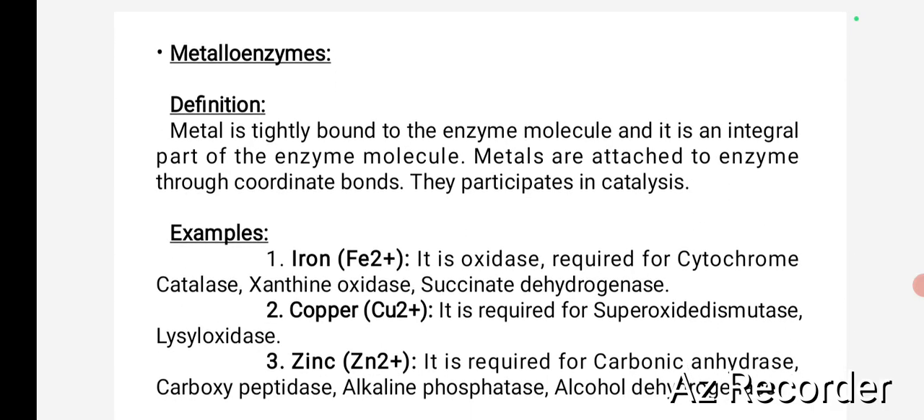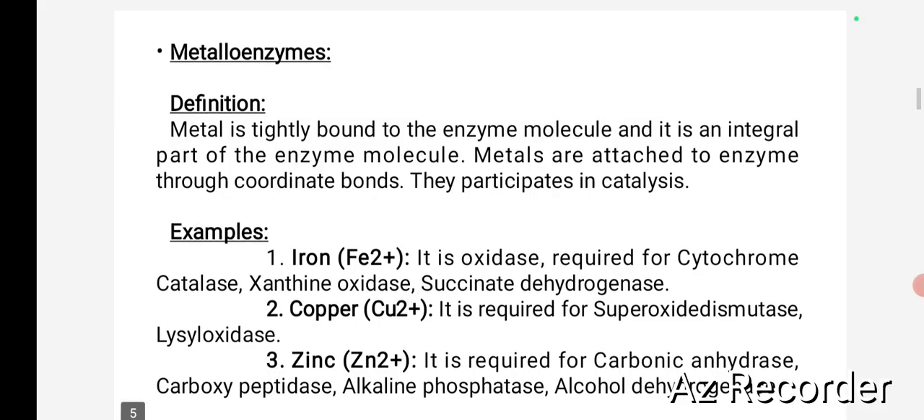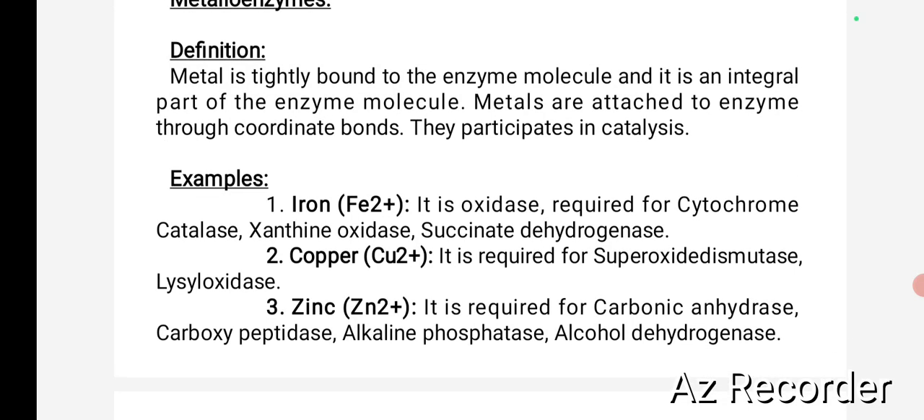Metalloenzymes, definition: the metal is tightly bound to the enzyme molecule and is an integral part of the enzyme molecule. Metals are attached to the enzyme through coordinate bonds. They participate in enzyme catalysis. Example for metalloenzymes: iron, Fe2+, required by oxidases such as cytochrome oxidase, catalase, xanthine oxidase, and succinate dehydrogenase. These enzymes utilize iron as a cofactor.